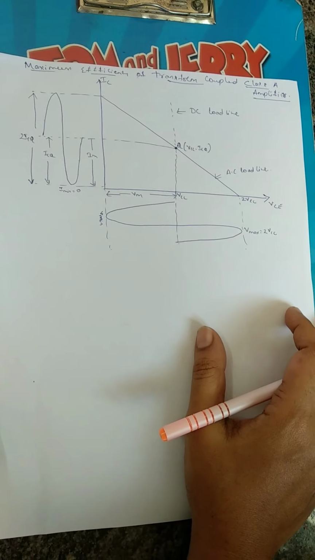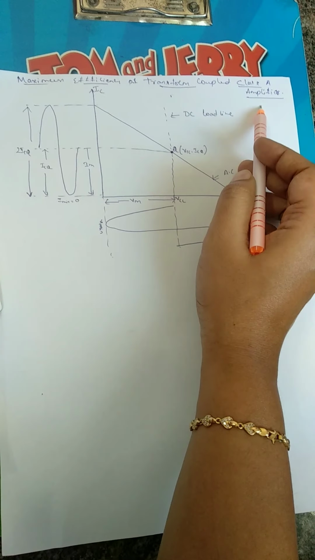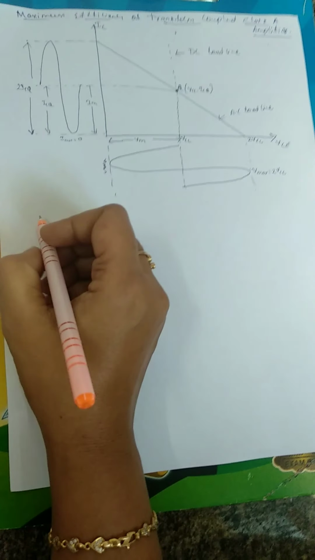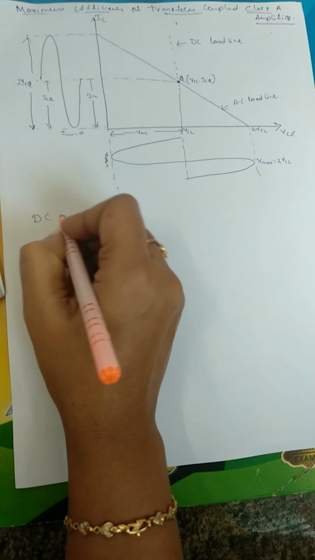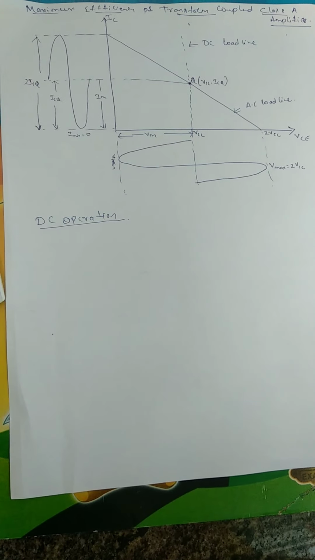Hello everyone. In this video we'll see what is the maximum efficiency of a transformer coupled class A amplifier. Okay. So first we'll see what is the DC operation. So DC operation. It is assumed that ideally the winding resistance is 0 ohms.